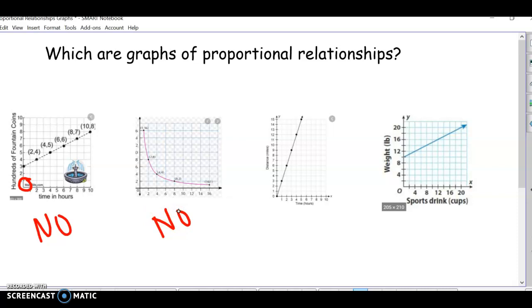This third one does pass through the origin, and it's a straight line, so that's a proportional relationship. And the last one is a straight line, but does not pass through the origin, so that one is a no. Only one of those is the graph of a proportional relationship.